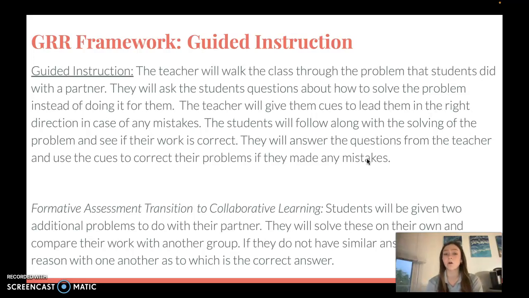So the students will follow along with the solving of this problem and see if they're correct, and then they'll use the prompts and the cues that the teacher gives them to help correct any mistakes that they may have had in their work. To transition into the next phase, collaborative learning, where the students work together, the students will be given 2 more problems to do with their partner, and they're going to solve these just like they did previously. But instead of having the teacher solve the answer, they're going to compare their answers with another group. And if they don't have the same answers, they're going to reason with one another as to which answer is right.